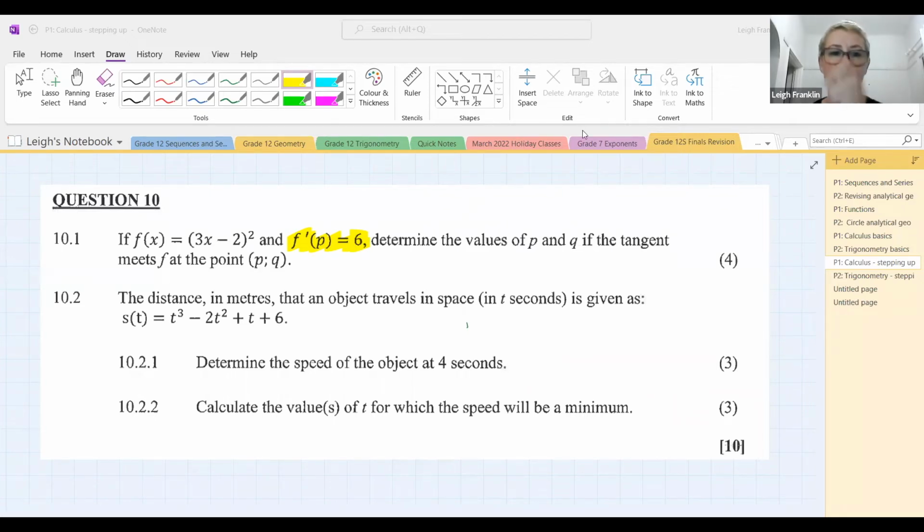That's okay, Tisha. What's going on now is Nelly and I are being quiet and we're letting you guys do question 10.1 on your own. Okay, so it's a parabola, and the gradient at the point of tangency is 6. And you're working out the coordinates at the point of tangency, in other words, p and q. Okay, and you guys are doing this on your own.